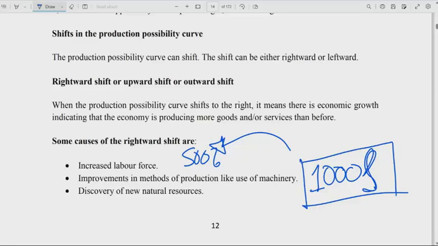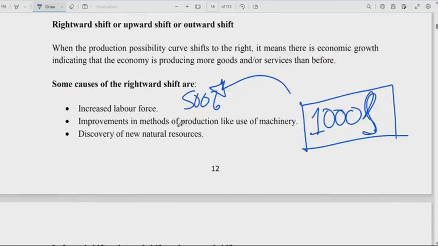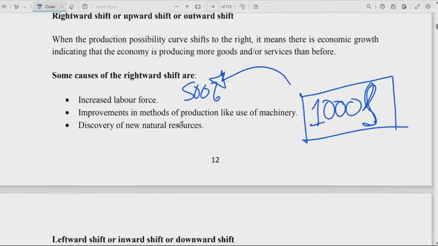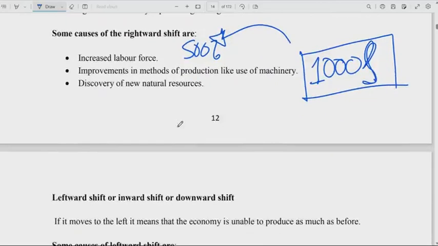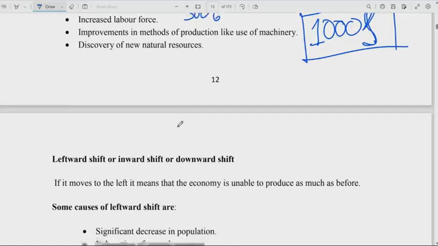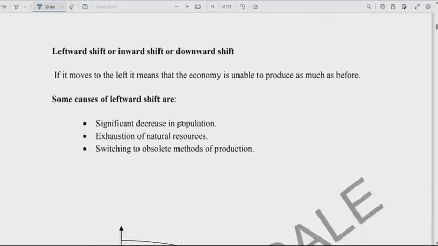So these are some of the causes of the rightward shift. And it is one common question that actually comes: what are the causes of the rightward shift? So it's increase in labor, improvement of methods of production, or discovery of new natural resources.